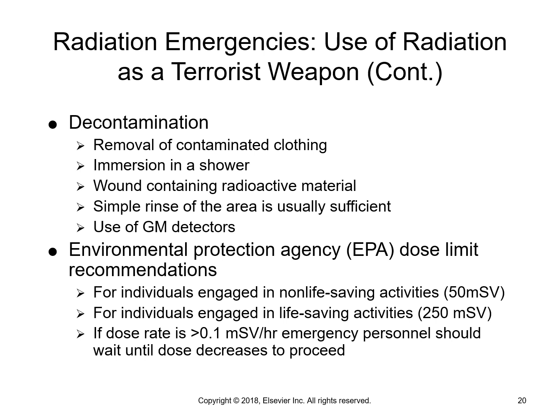For individuals that are engaged in life-saving activities where they're going and rescuing people, treating people directly, they give them a lot higher effective dose limit, which would be 250 millisieverts before they would pull them. If a dose rate is greater than 0.1 millisievert per hour in an area, emergency personnel should wait until the dose decreases to proceed. So they would be asked to not perform any duties at all until that dose was lower.